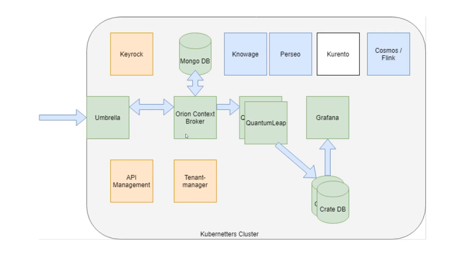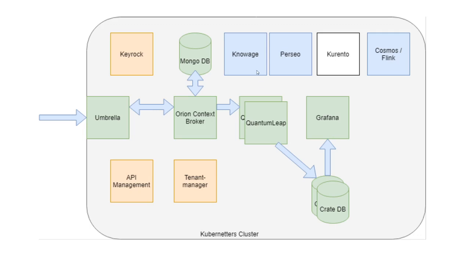Then we have Orion Context Broker. Orion is a core building block. It's a real-time data storage, so it doesn't keep any historical data in it. It just keeps the latest value, which is persisted in MongoDB. And we are sending data for historical storage to QuantumLeap. It goes there by HTTP notifications. And the data is persisted in CrateDB for long-term storage. And Grafana is used for visualization. All right, that's the short of it.